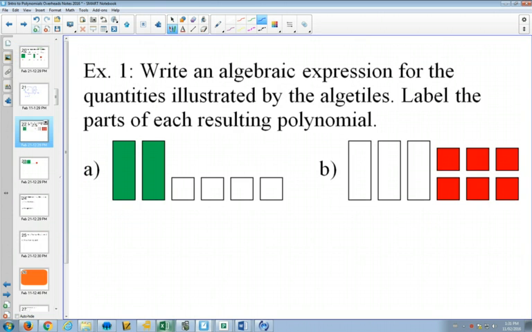So here we have a bunch of tiles. You have to know that the shaded ones are positive, the ones that are not shaded are negative, and we have to write an algebraic expression for each of these.